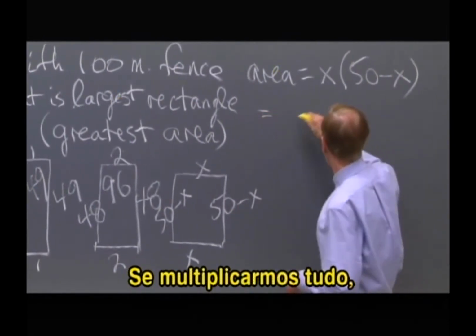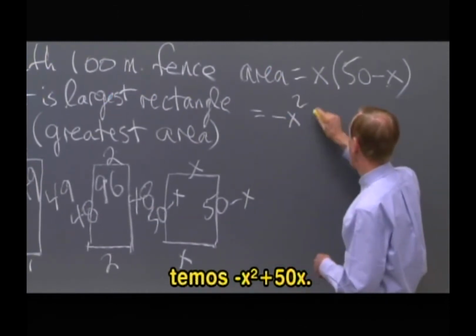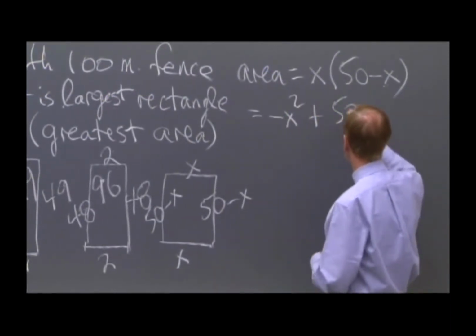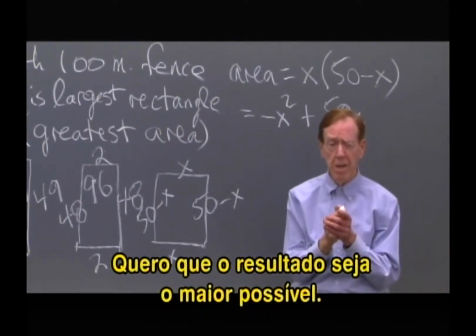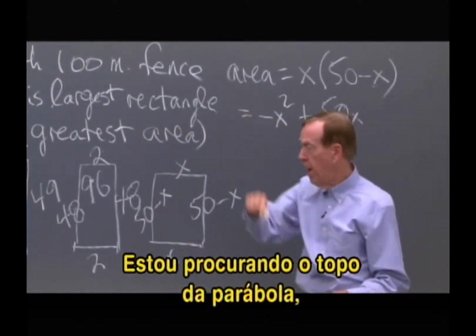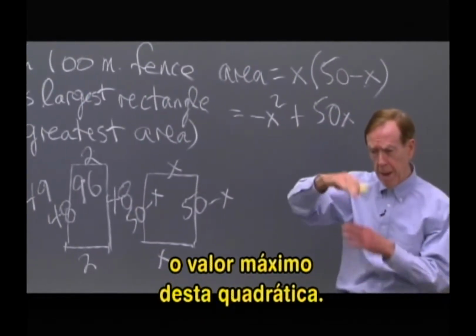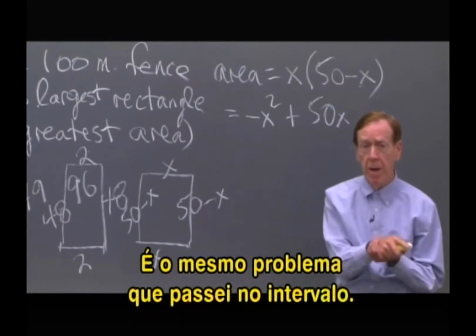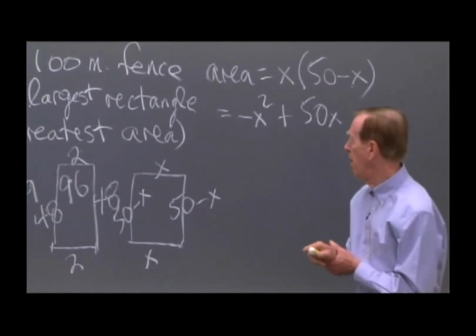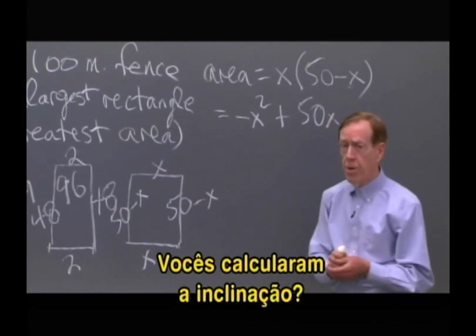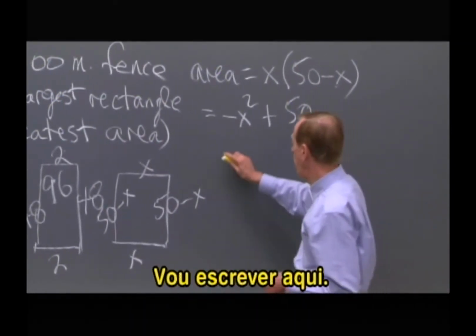Or if I multiply that out, I see the minus x squared and the 50x. And I want to make that as large as possible. I'm looking for the top of this parabola, the maximum of this quadratic. The very question that you were thinking about in the break. So, did you figure the slope of that? Let me just put it up here.